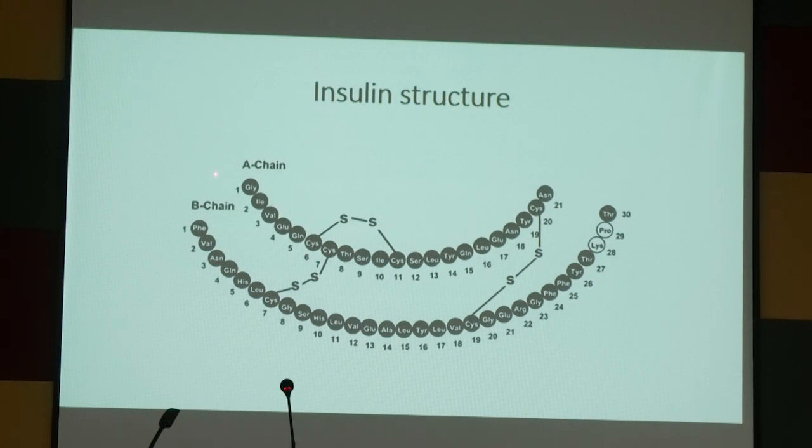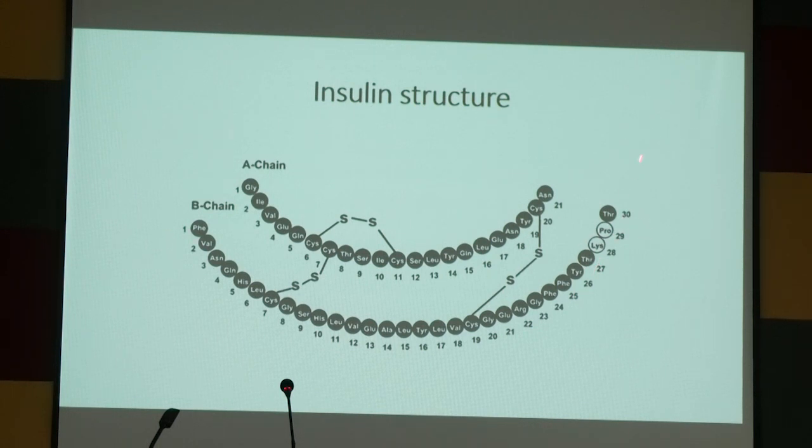So here we can see there are two chains, one is A chain and one is B chain. So this is the A polypeptide chain. Here there is no C chain. In this picture there is only A chain and B chain. In the A chain, how many amino acids are there? 21. And in the B chain, 30 amino acids.